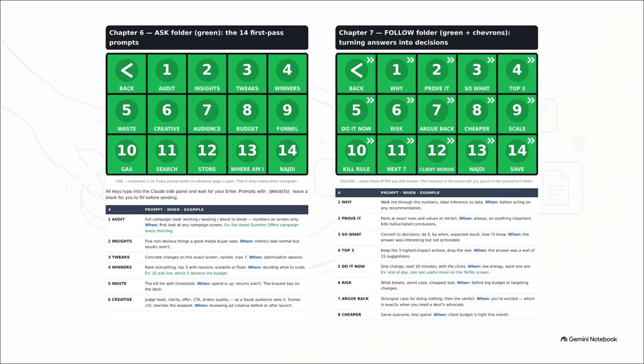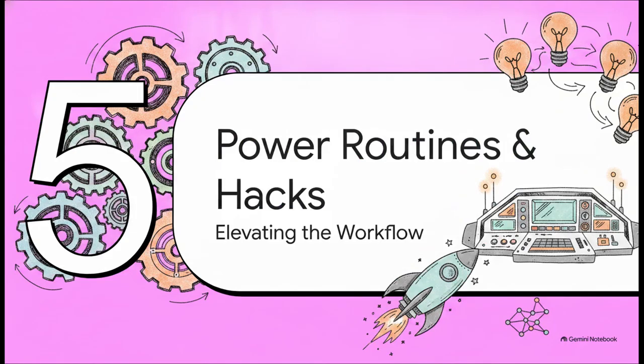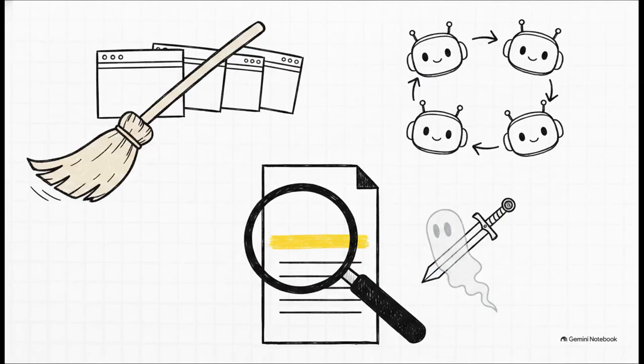That visual cue instantly tells your brain that you are in the second turn folder, pushing the conversation deeper, maybe asking the AI to prove it or to give you the top 3 actions. All right, Section 5, Power Routines and Hacks, Elevating the Workflow. This is where the setup goes way beyond just opening websites. It's about these really creative, multi-action hacks that separate a basic deck from a true productivity cockpit.